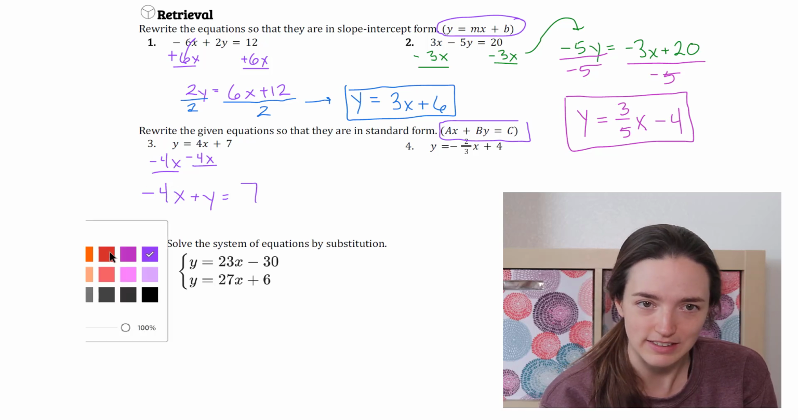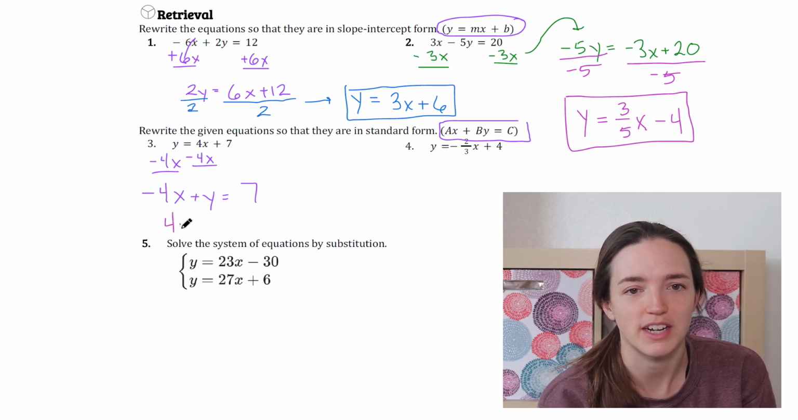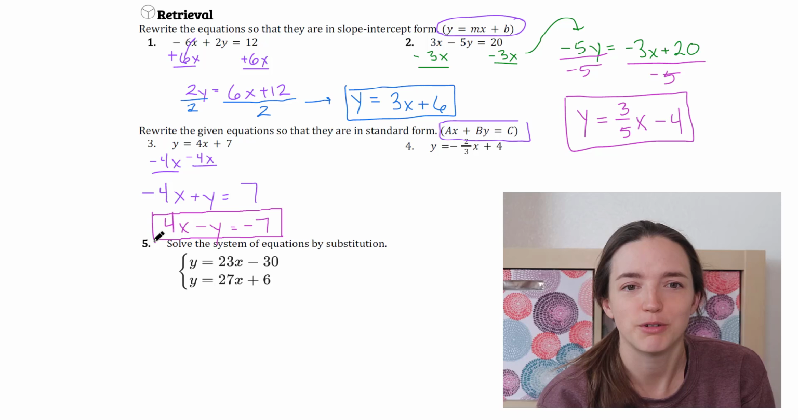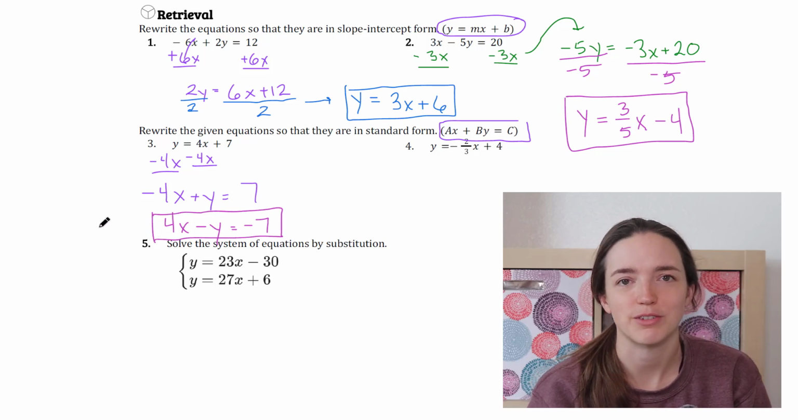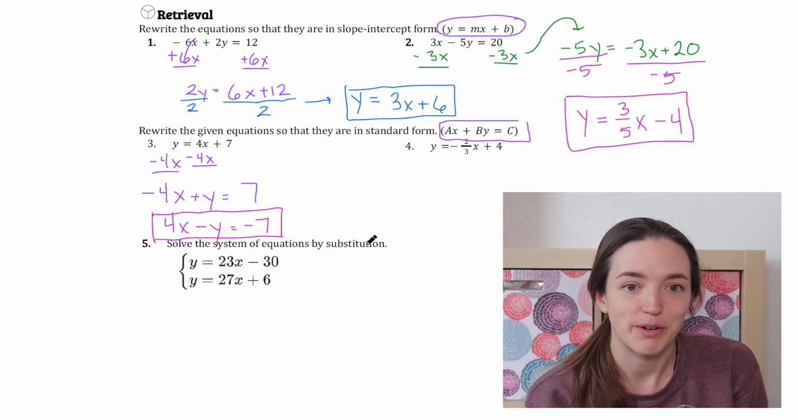And technically in standard form, the x value is supposed to be positive. So technically, the last thing I should do here is multiply everything by negative 1, which would make this 4x minus y equals negative 7. It's kind of a picky rule about standard form, but the x value is always supposed to be positive and a whole number. Okay, we're going to skip number 4 for now and go down to number 5.